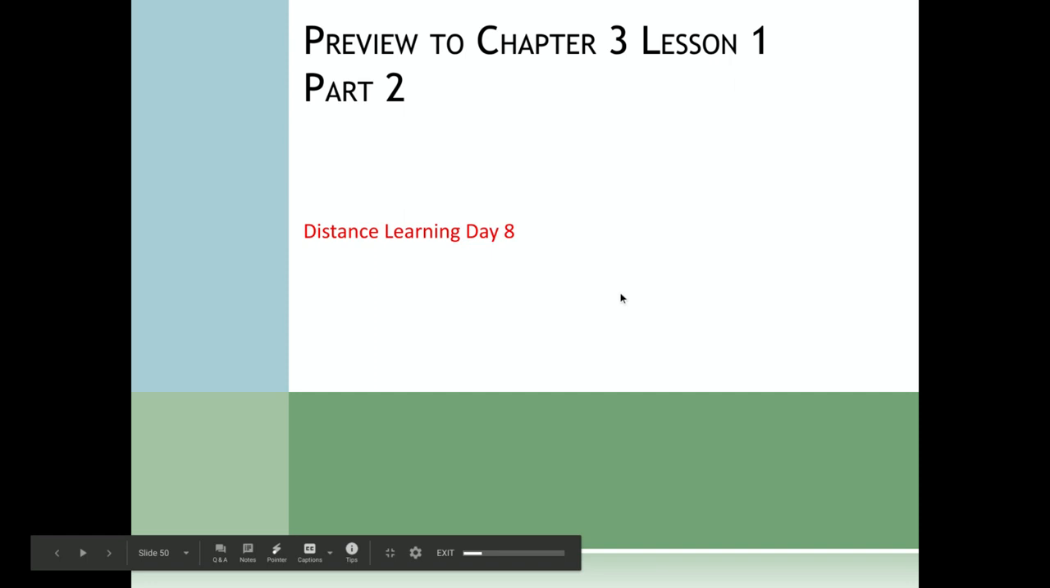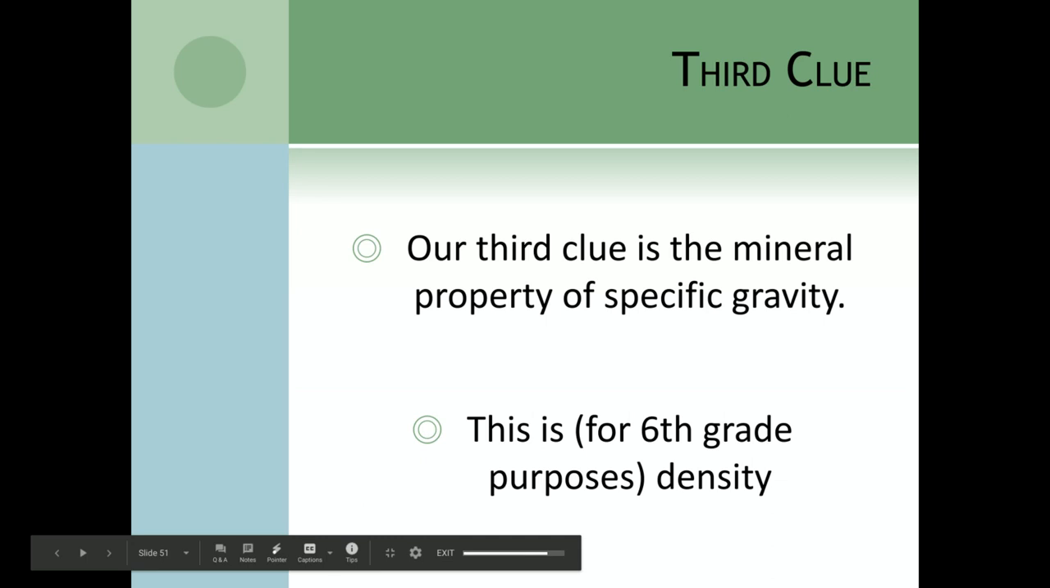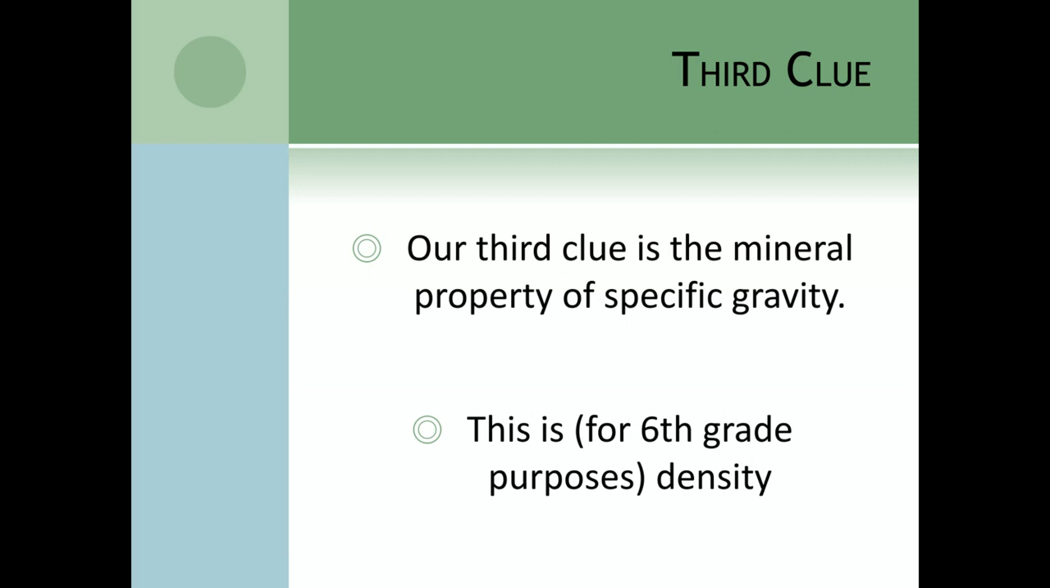Meanwhile, let's continue with distance learning today. And we're going to study another physical property of minerals. Our first clue was the Mohs scale of hardness. Our second clue was luster. And today we are going to look at something called specific gravity. For sixth grade purposes, we're going to be using density, and I think even in the book they just call it density.